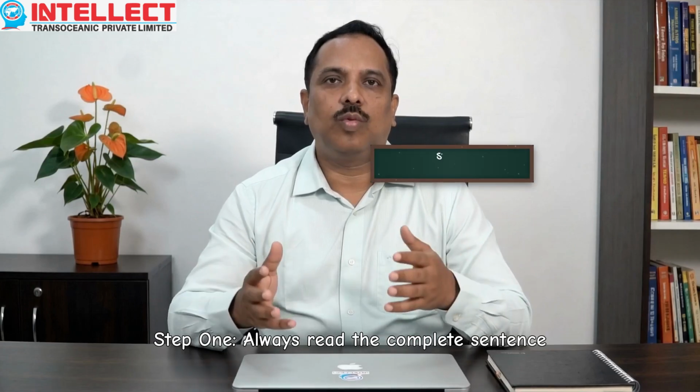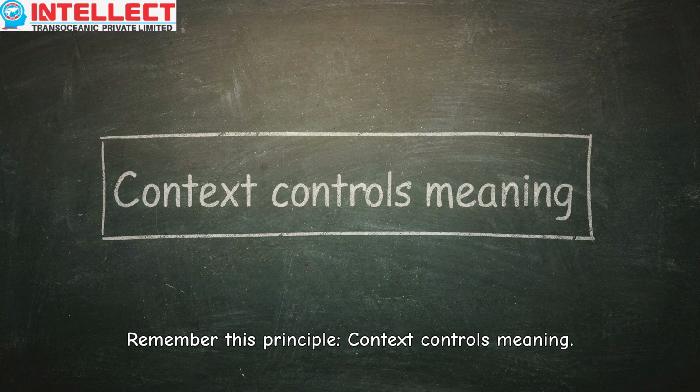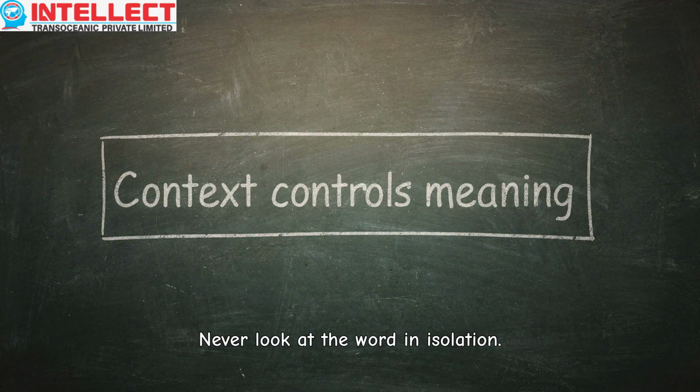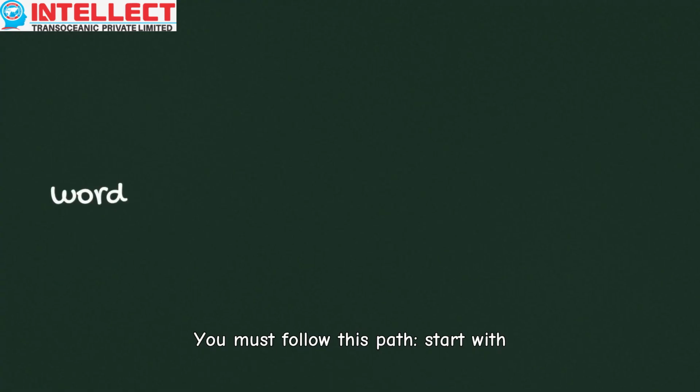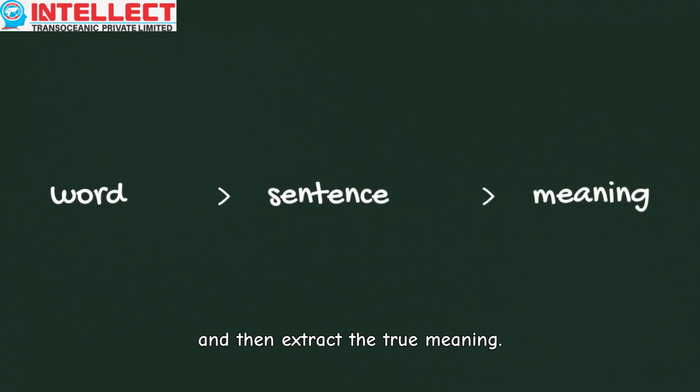Step 1. Always read the complete sentence before looking at the options. Remember this principle: context controls meaning. Never look at the word in isolation. You must follow this path. Start with the word, see it in the sentence, and then extract the true meaning.